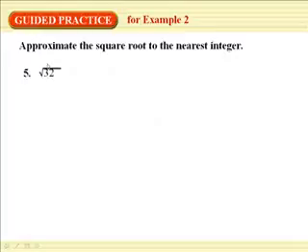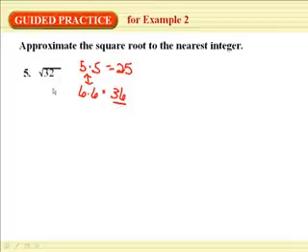Okay, so approximate the square root of 32. So you think, what are the two perfect squares that 32 is between? Well, 5 times 5 is 25. 6 times 6 is 36. So I know the square root of 32 is between 5 and 6. Is it closer to 5 or is it closer to 6? So we're approximating. What is 32 closer to? 32 is closer to 36, so it's approximately 6. We know it's a little less than it, but we know it's approximately 6.